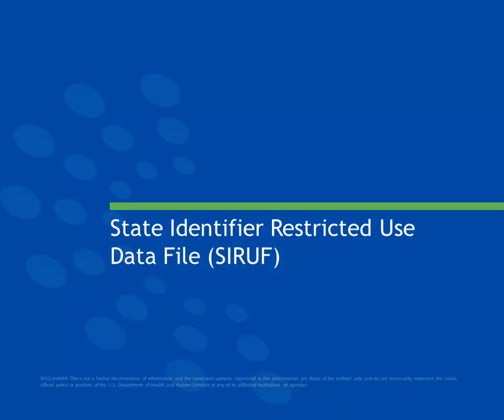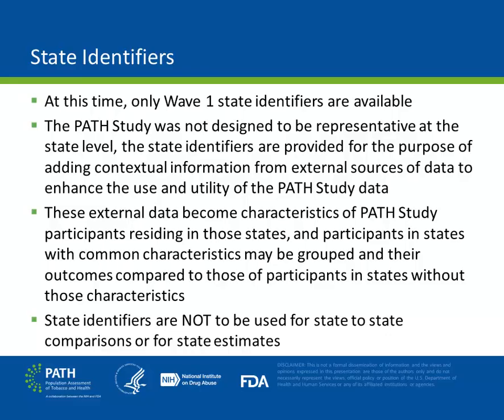An additional type of data file was recently made available for analysts working with the PATH study data. This is the State Identifier Restricted Use Data File, CRUF. At this time, only files indicating the state of residence for PATH study interview respondents at the time of Wave 1 are available. The PATH study was not designed to be representative at the state level. As such, the state identifiers provided in the CRUF are for the purpose of adding contextual information from external sources of data to enhance the use and utility of the PATH study data.